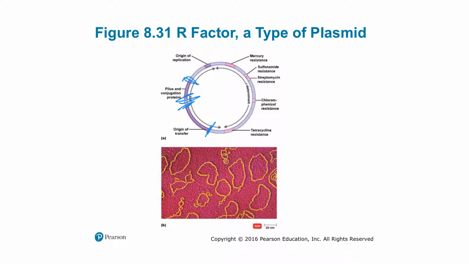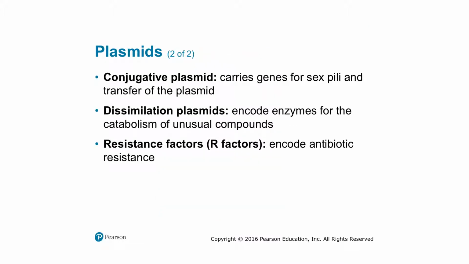In science, when you want to make sure that your plasmid has been picked up, you'll put antibiotics into the plate that you're incubating, because you want to be able to quickly identify whether your plasmid was actually taken up or not. And so conjugative plasmids carry the genes for sex pili and the transfer of the plasmids. The dissimilation plasmids encode enzymes for the catabolism of unusual compounds, and the resistance factors encode antibiotic resistance.